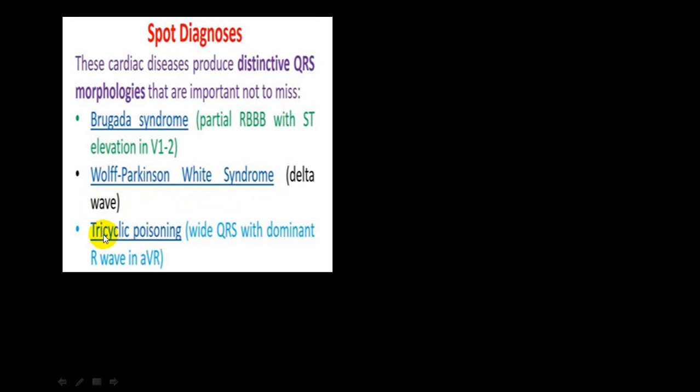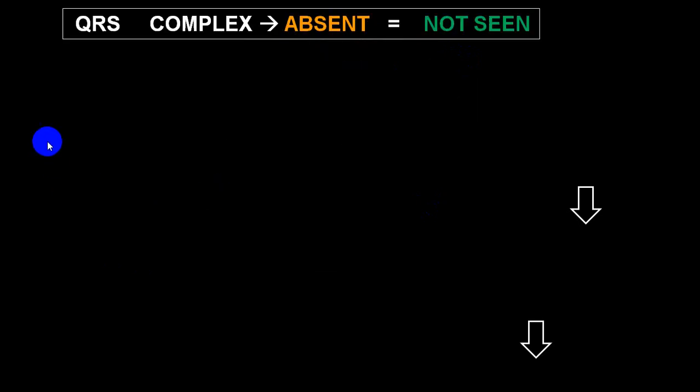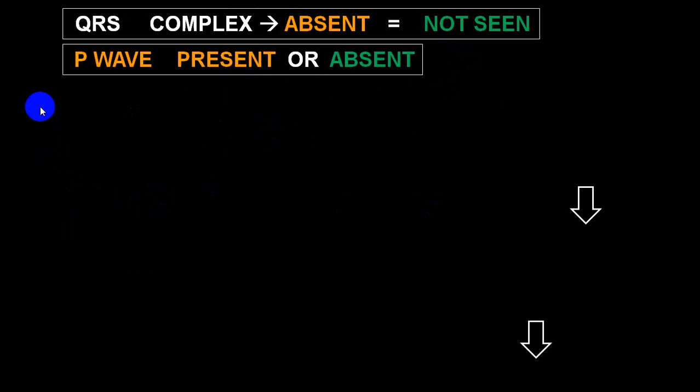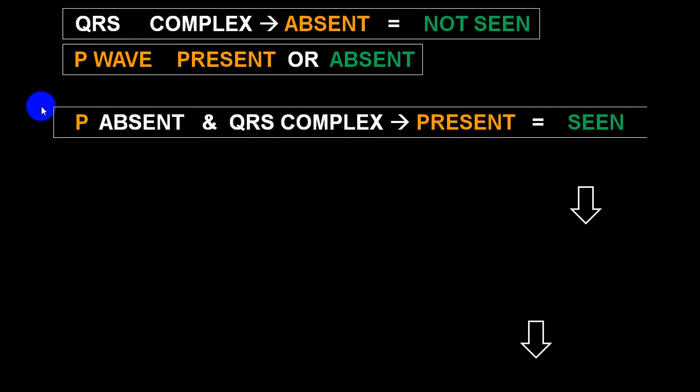And I've already told you that also you will get in a tricyclic poisoning, or we call it a sodium channel poisoning, drugs poisoning, where you will get a wide QRS complex dominant in AVR. So if you get a tall R wave in AVR, you do suspect tricyclic poisoning. Now we are going through what we call QRS complexes which are absent or not seen. We are just revising. There is a P wave present or absent. Always look for that. Both are present, normal.